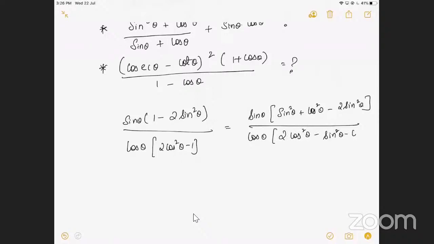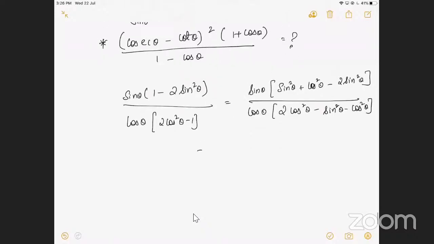So the numerator and then the denominator will be like tan theta into cos square theta minus sin square theta by cos square theta minus sin square theta. So we will cut cos square theta minus sin square theta on both sides, and we get tan theta remaining. And we know tan theta minus tan theta is 0.